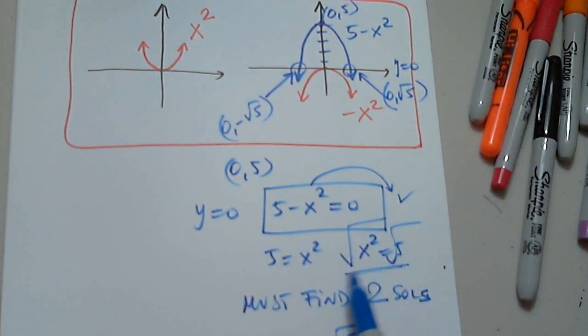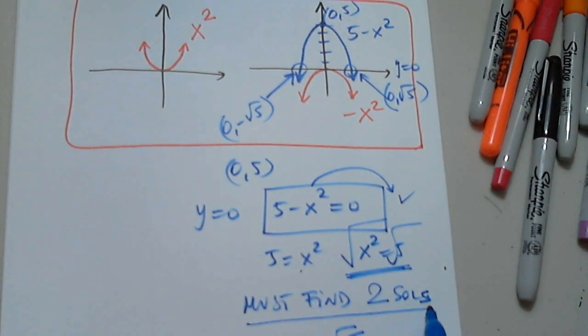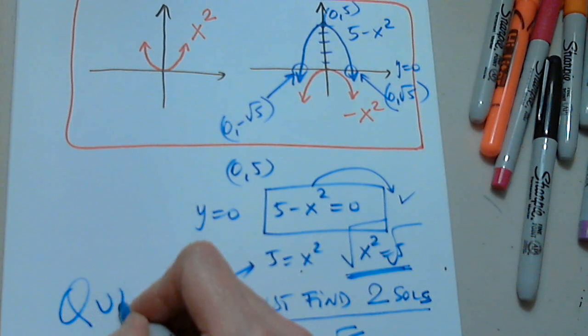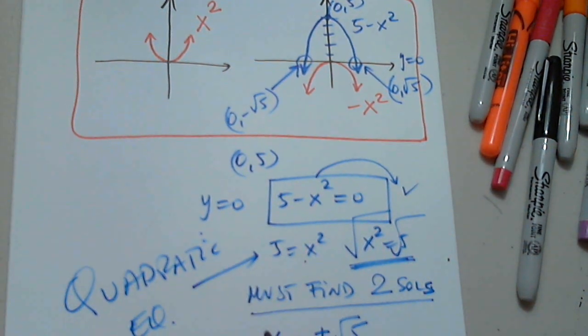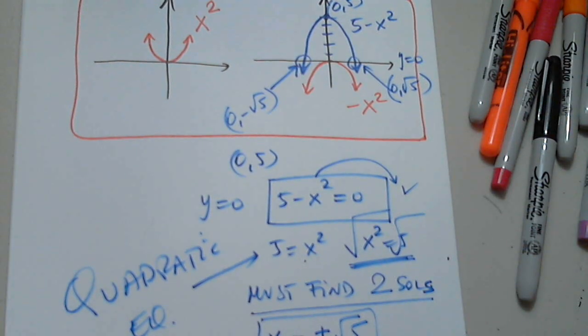So please remember, whenever we take the square root and whenever we solve a quadratic equation, we have to find 2 solutions. Mandatory.